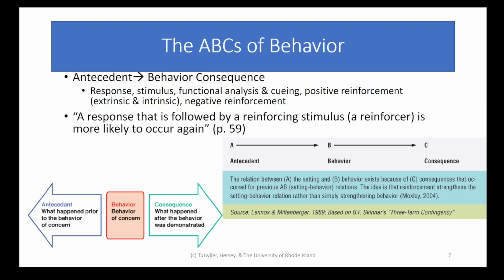So if we have a certain antecedent situation and stimulus, and then there's a behavior, and then that behavior leads to a certain consequence, then if the consequence is good, you're likely to have that same behavior happen again, basically.